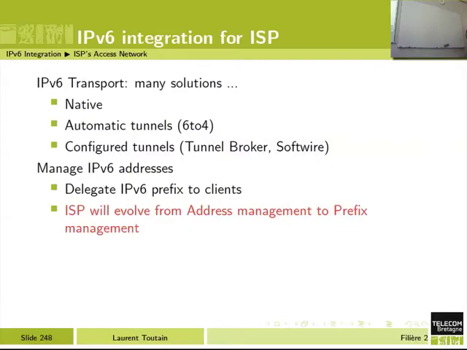So one solution is to have automatic tunnels. It means that you don't do anything. You start your routers and you get a tunnel. But it doesn't work all the time. We are going to see 6-to-4, which is now an almost obsolete mechanism. But 6-to-4 can automatically create connectivity. If you have a Windows computer, you may have 6-to-4 running automatically on your system and offering you IPv6 connectivity.